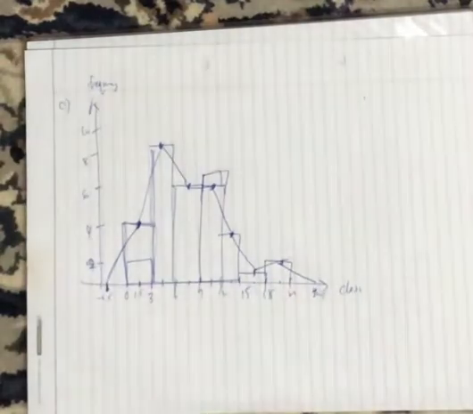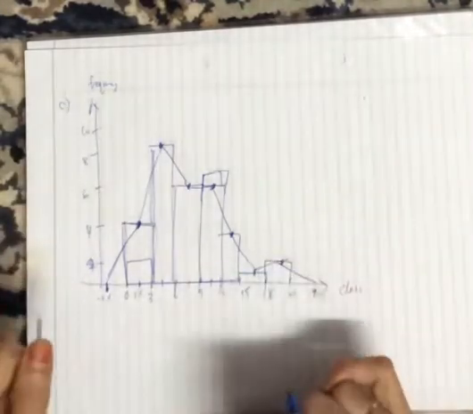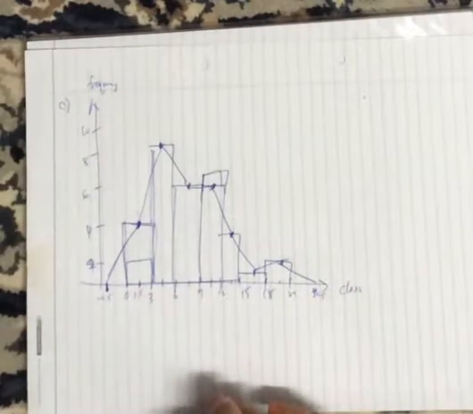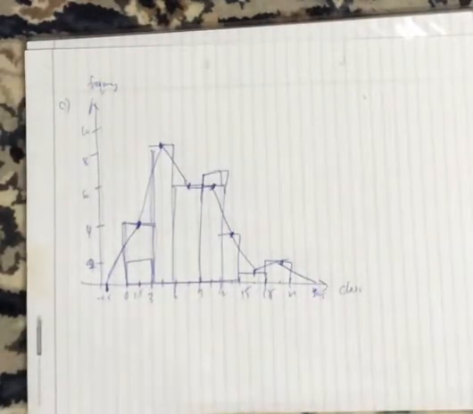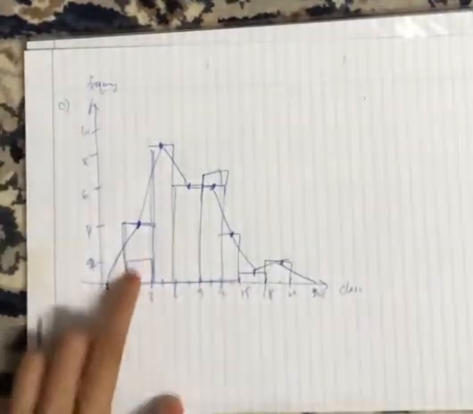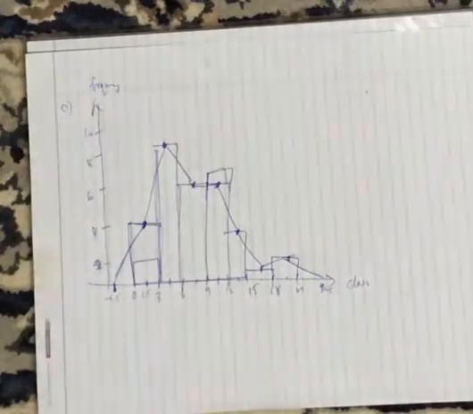Okay, so if the question asks you to find the polygon, it means that you need to find the histogram first. Boleh, tak ada masalah pun kalau you nak cari terus polygon, but you need to find the midpoint. Okay, alright class, so that one is the polygon.